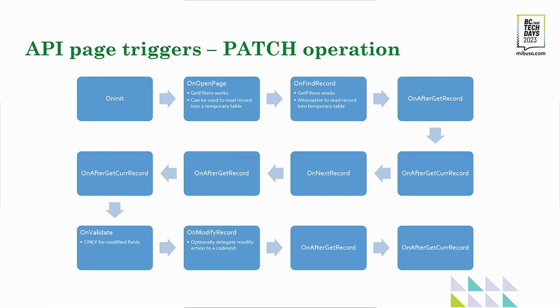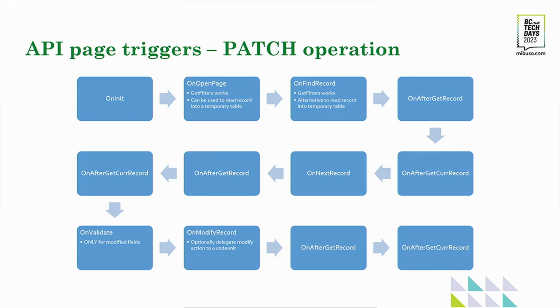Now the next thing, which is the patch operation. Well, there are a lot of triggers. What happens is that you get the usual thing, the onOpenPage, but then you get the onFindRecord. Why is that? Because a patch is always on a single record. So you have the system ID in brackets in the URL, so it first needs to find that record. Then it's going to call onAfterGetRecord to get it, the onAfterGetCurrRecord, and then you get the onNextRecord. I don't know why, it's in a repeater, probably that's why.